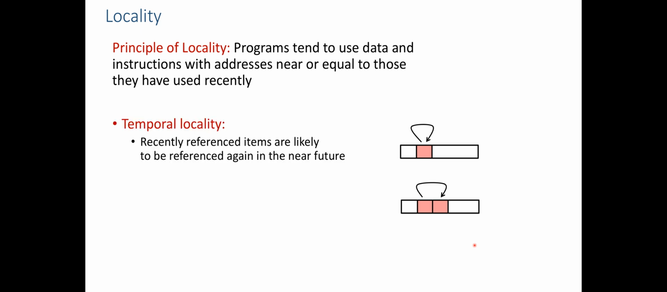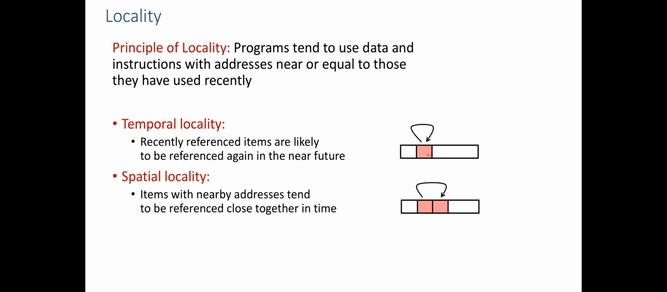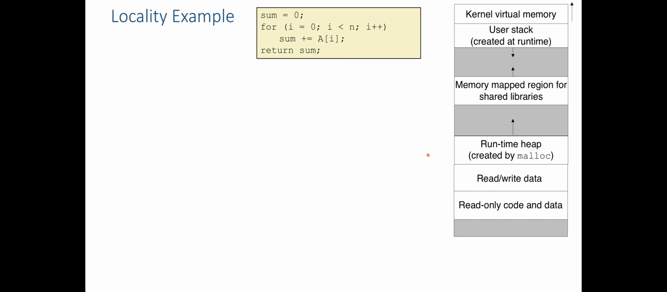And so one type of locality is temporal locality. So recently referenced items are likely to be referenced again in the near future. So part of our data is likely to be referenced from memory more than once. This is called temporal locality. So near each other in time, data is being accessed in memory. There's also something called spatial locality. So items with nearby addresses in memory tend to be referenced close together in time. And we'll see some examples of this kind of thing with a solid example here.